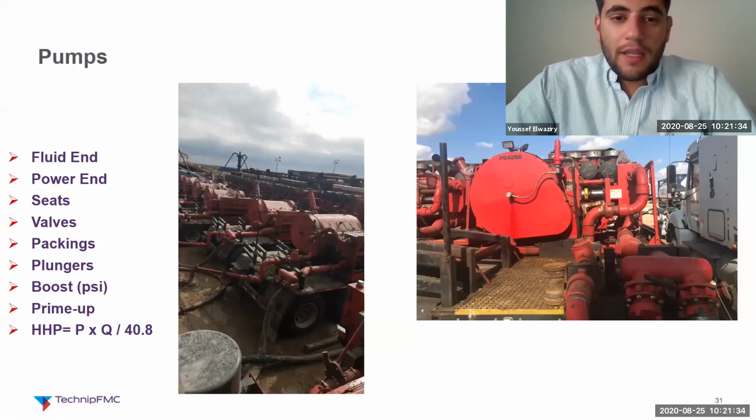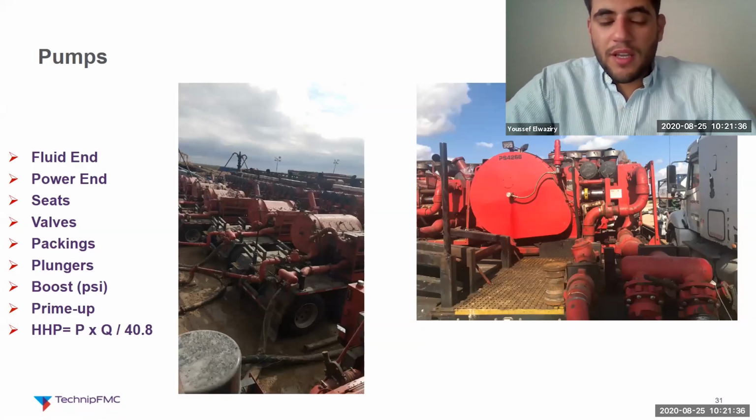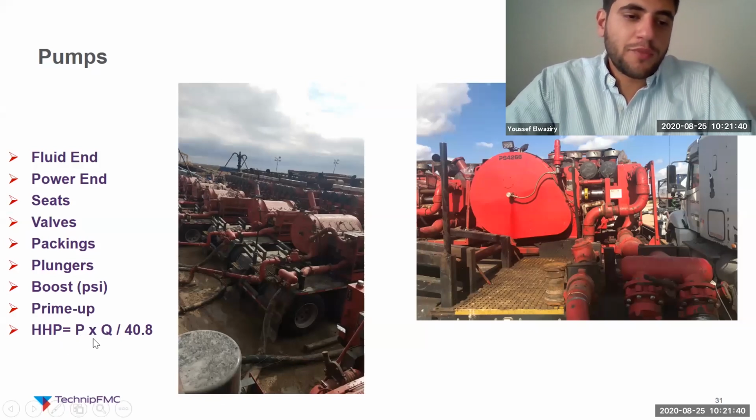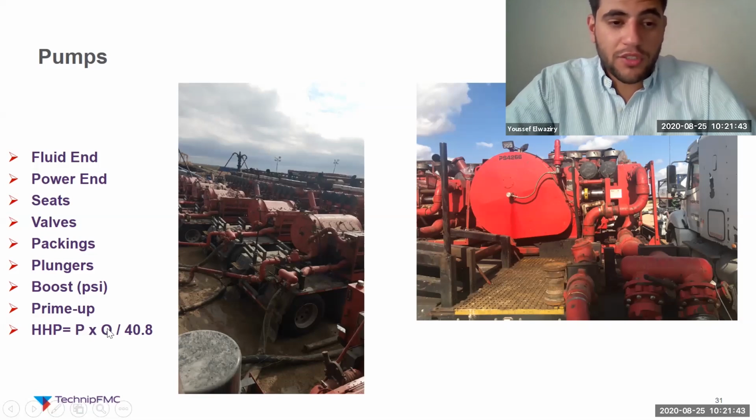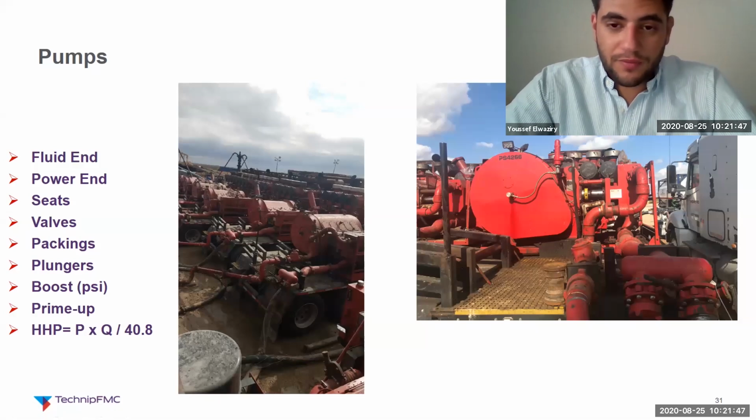So, as I said, the horsepower is a function of the pressure and the rate, and there's a direct relationship. Hydraulic horsepower is equal to pressure times rate divided by 40.8, and that's how you know how many pumps you need on location.